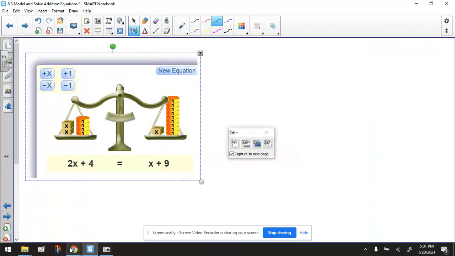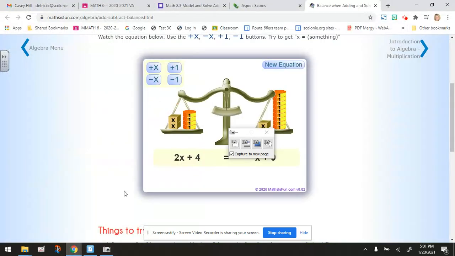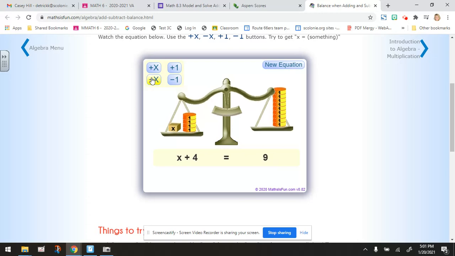It did. All right, so let's go back to the application to get our game plan together for how we're going to solve this. So remember, we want to try to isolate the x, or have one pan have the x and one pan not have any x's. So what's the easiest way to do that? It's to subtract x's from both sides. So if I do that, let's take some of those x's off. We took 1 off from each side, so we're left with the 1x.